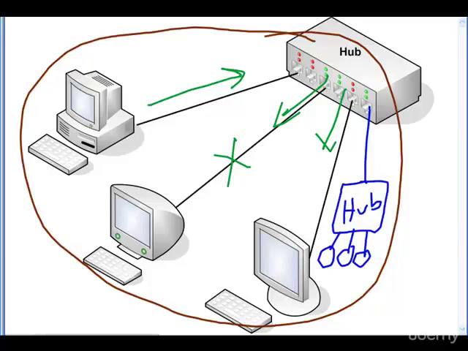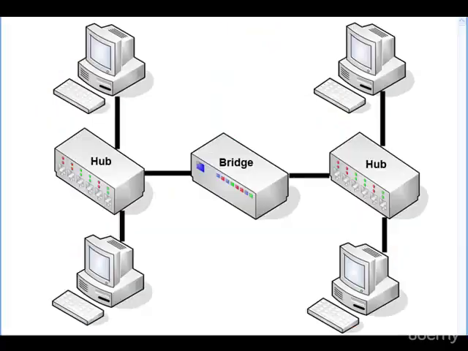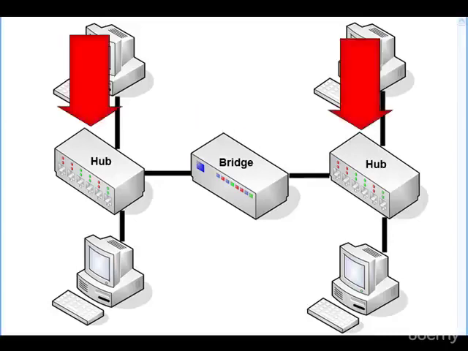Let's take a look at how bridges create and define collision domains. Okay, in this local area network, we have a bridge at the center, and connected to it are two hubs, and then two PCs hang off of each hub.